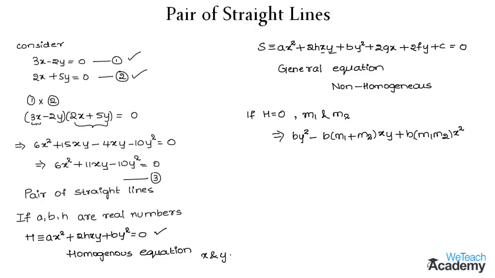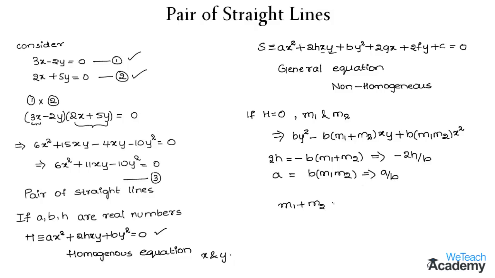Comparing the terms on both sides of this equation as well as this equation, we get the value of a, which is the coefficient of y square. We get 2h, the coefficient of xy, equal to minus b into (m1 plus m2). Comparing the coefficient of x square, which is a, it is equal to b into m1 into m2. So from both these values we get the sum of slopes as minus 2h by b, and the product of slopes equal to a by b.